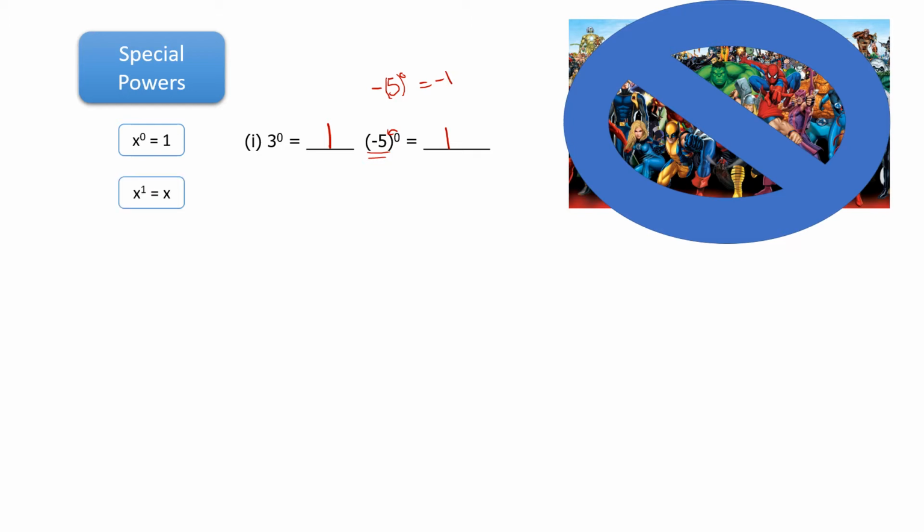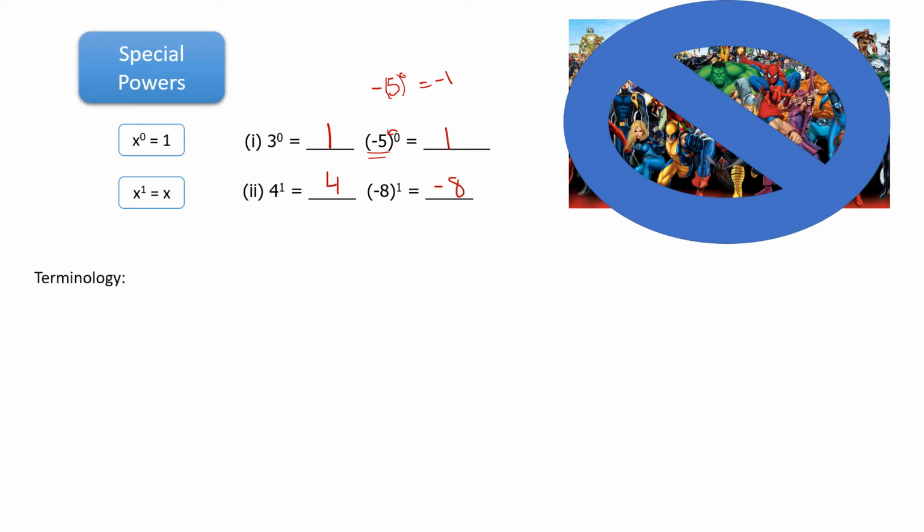Here's the other special power. X to the power of 1 is x, or any number. So let's just practice that out. 4 to the power of 1, that's going to be a 4. And negative 8 to the power of 1, again, the 1 is touching the bracket, so the whole thing, so the answer is just negative 8. We don't need a bracket on that.